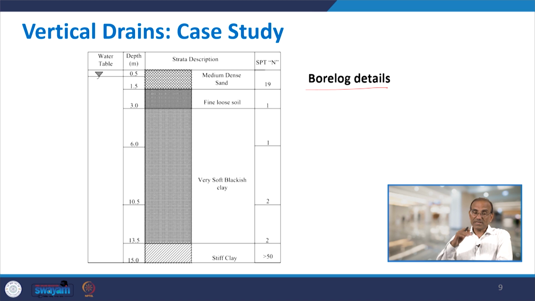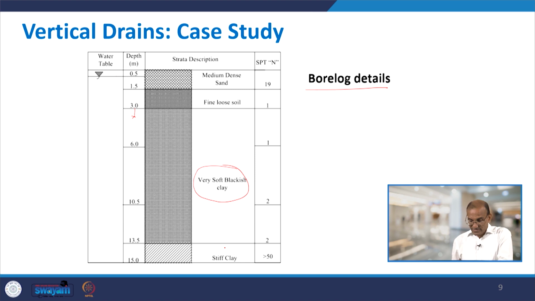So, the water table is very shallow, about 0.5 meter from the ground surface. Then in the top part you have medium dense sand, below that fine loose sand, and this goes up to 3 meter. But below 3 meter you have very soft blackish clay, and this is the problematic soil.